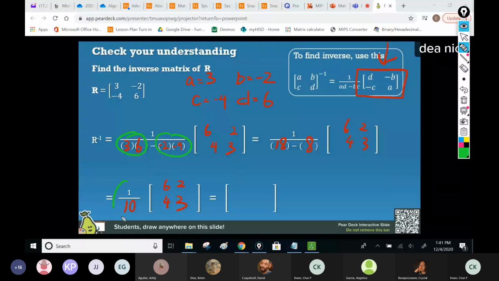And then the 1 over 10, I want to multiply with every number in the matrix. So basically, everything inside the matrix times 1 over 10.